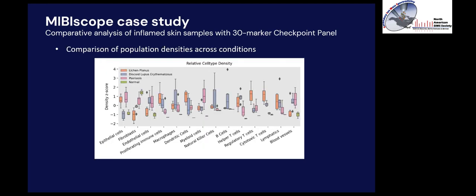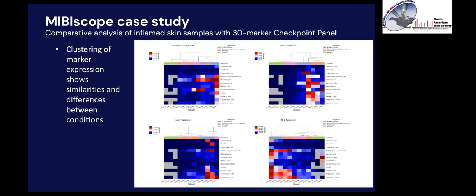We can take a look at this relative cell type density, plot that out in a bar or a box plot to compare it across different cell types within the different groupings of the samples. And then we can do a comparative analysis, in this case just focusing on the inflamed skin samples, and do a heat map of clustering to show the similarities and differences between these conditions.